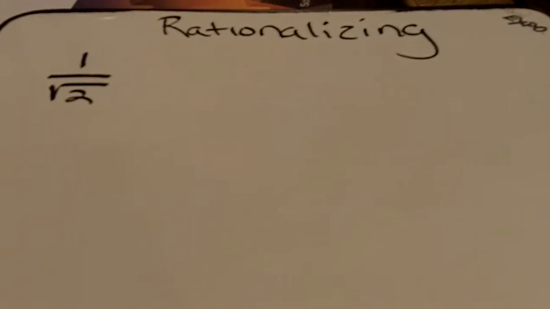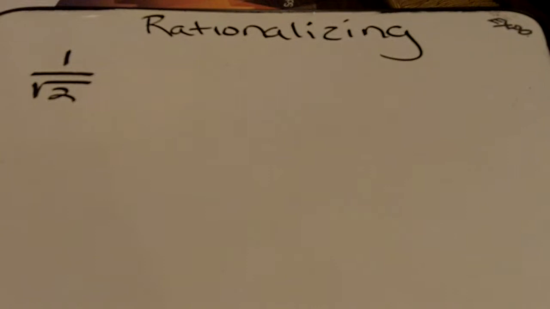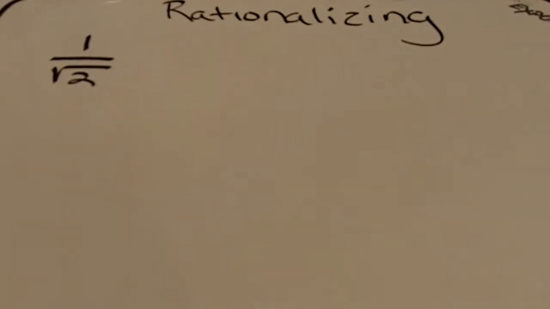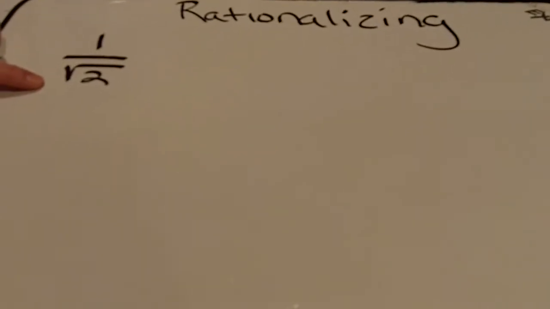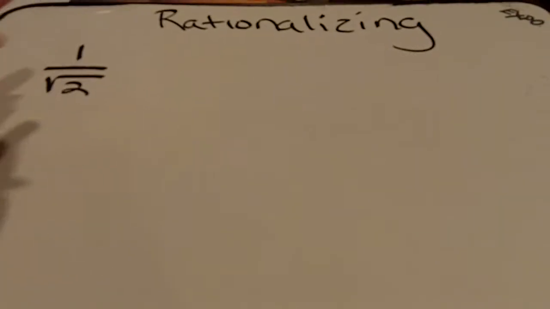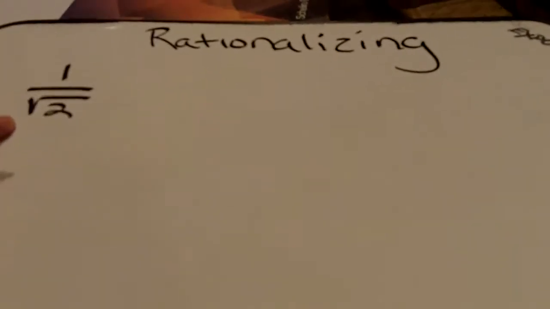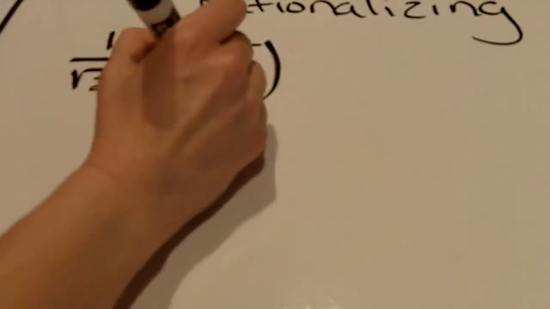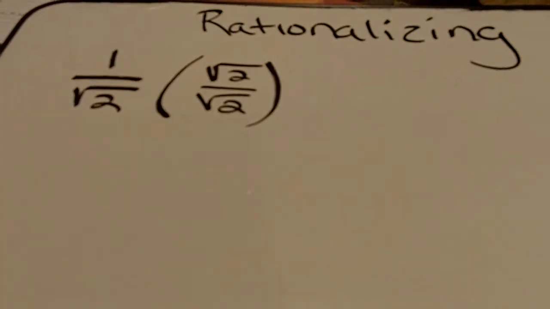Rationalizing is another topic that you need to understand to be able to do the homework assignment. You may remember that when you have a radical in the denominator, the convention was always to try to rationalize the denominator, or get the radical out of the denominator. And we learn to do that by multiplying by the number 1.